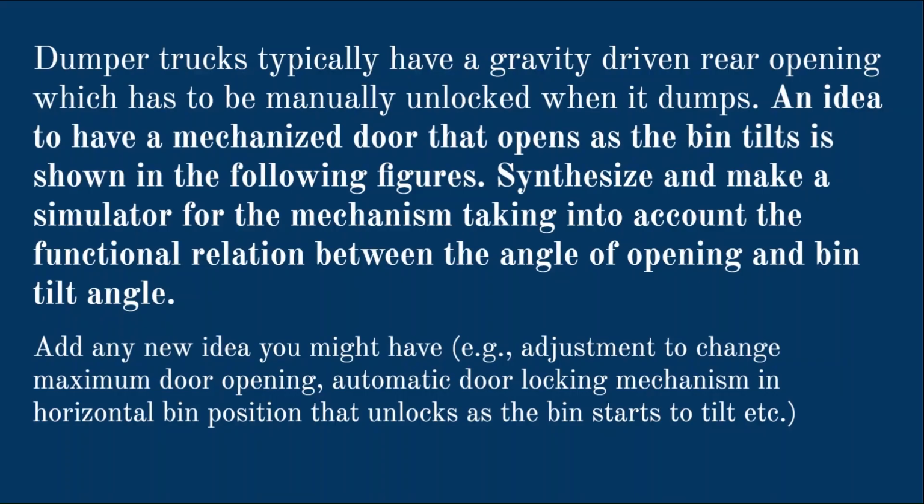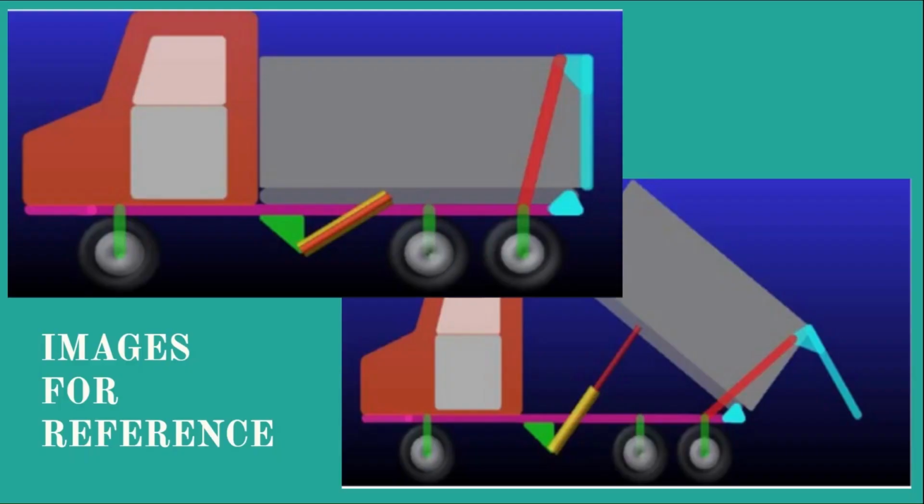Let us look at the problem statement. Dumper trucks typically have a gravity driven rear opening which has to be manually unlocked when it dumps. An idea to have a mechanized door that opens as the bin tilts is shown in the following figures. Synthesize and make a simulator for the mechanism, taking into account the functional relation between the angle of opening and bin tilt angle. Here are the diagrams that were given to us for reference.